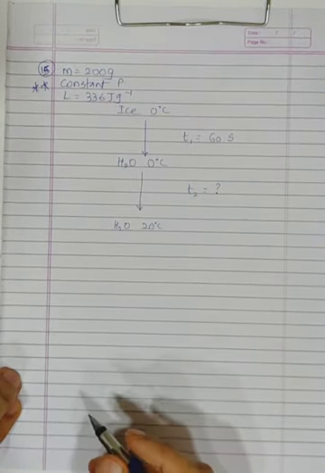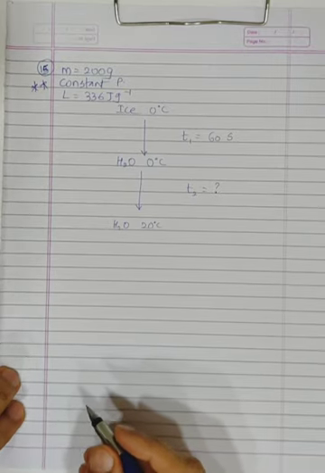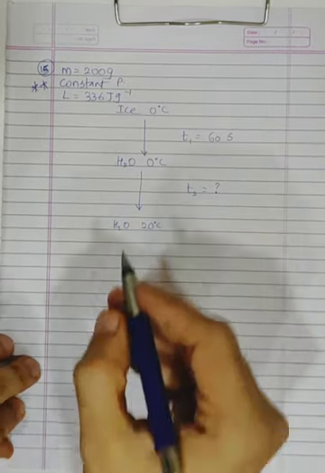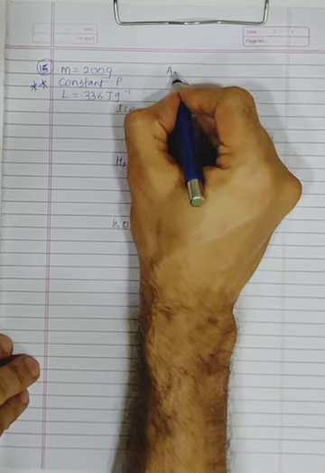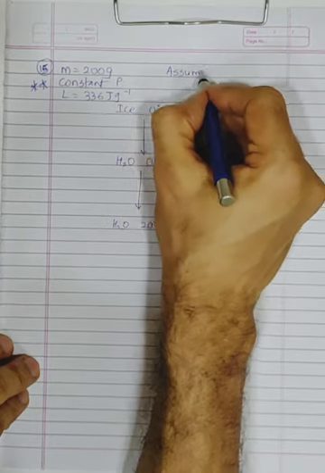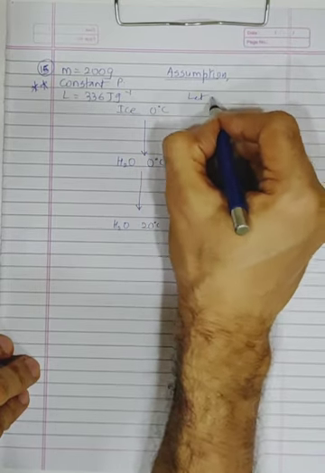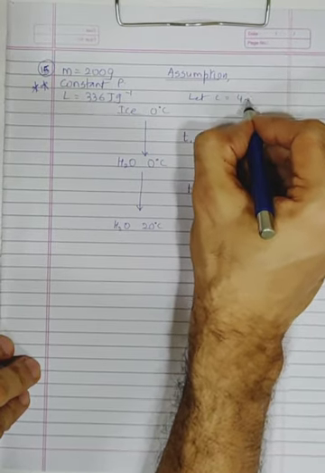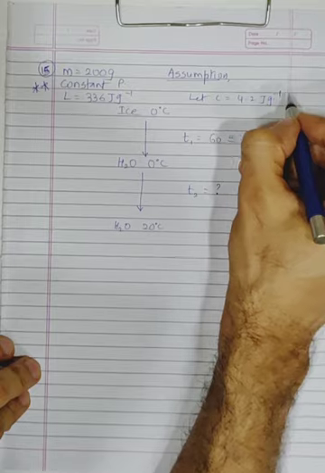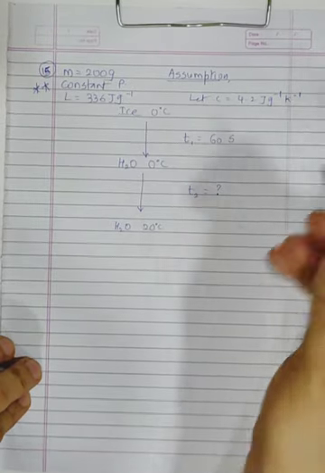Now there's a catch in this problem. You are not given the C, that is the specific heat. So as I told you, since they have not given the specific heat, you will have to make an assumption. You will have to assume it yourself. So assumption: let C be equal to 4.2 joule per gram per Kelvin.